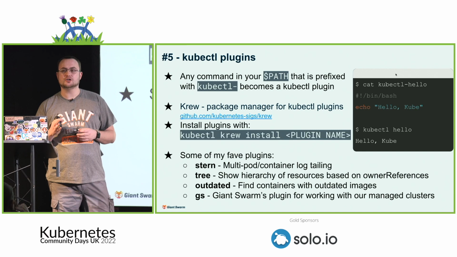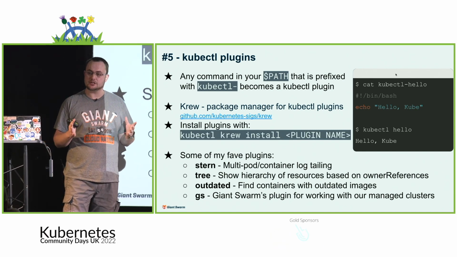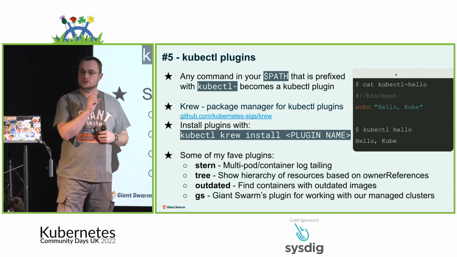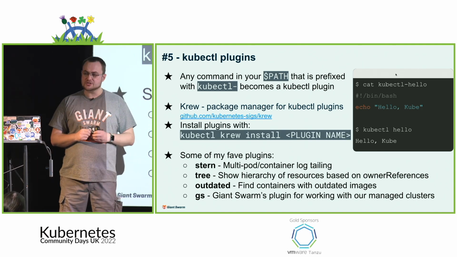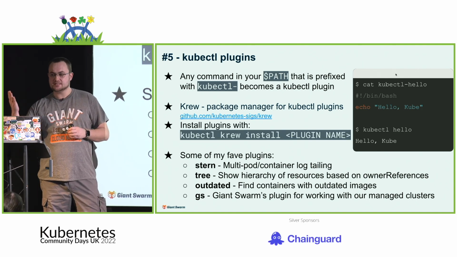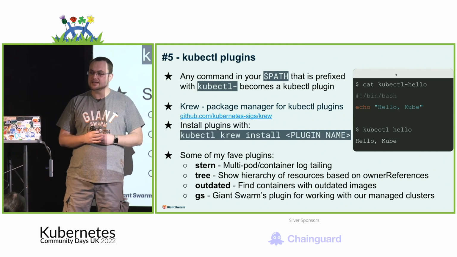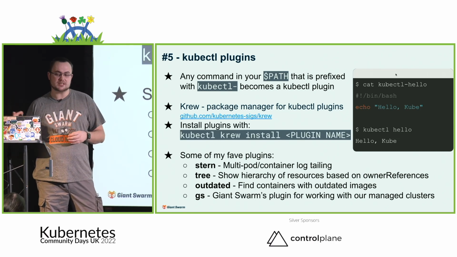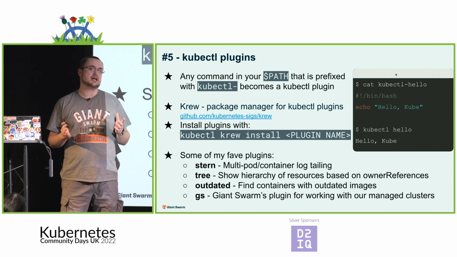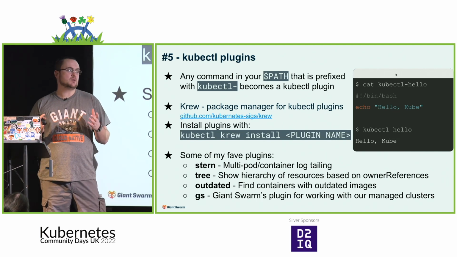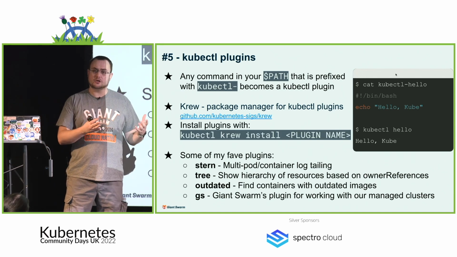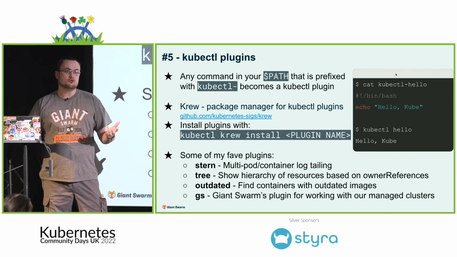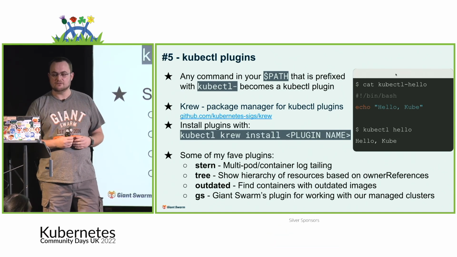Basically, anything on your path in your terminal that is prefixed with kubectl- becomes a plugin. For example, this kubectl-hello on the right is just a bash file that echoes out hello world. If I have that somewhere in my path, I can then run kubectl hello, and it'll run that plugin for me.